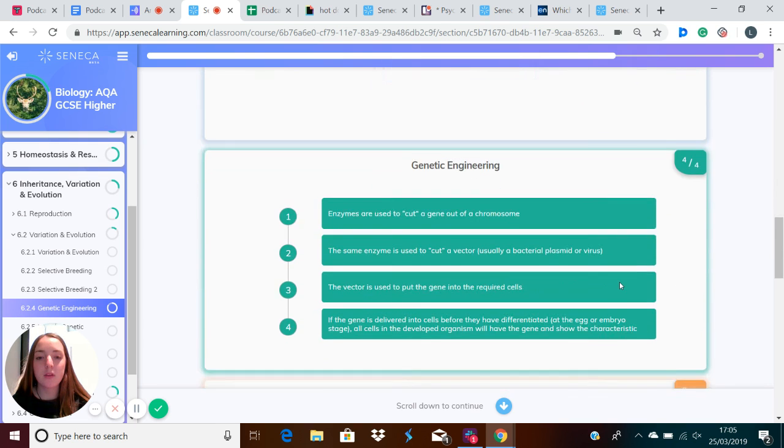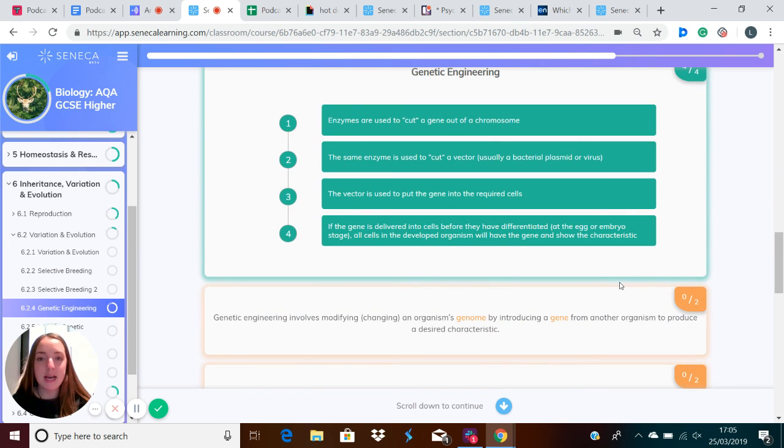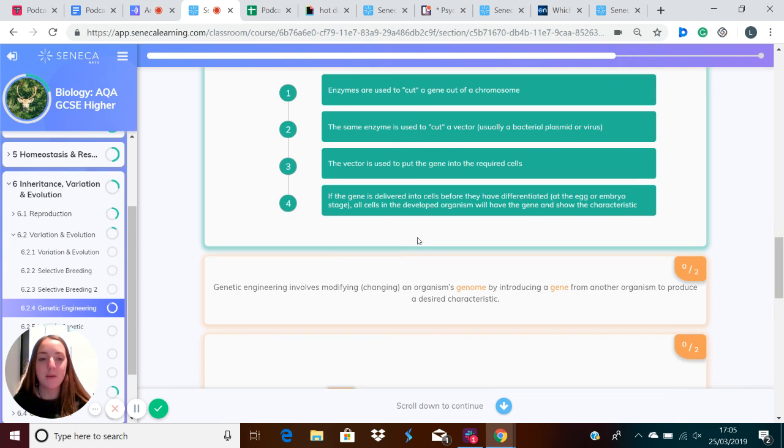I'll just give you a recap of those steps. So 1, enzymes cut out a gene from a chromosome. 2, the same enzyme is used to cut a vector. 3, the vector is used to put the gene into the required cells. 4, if the gene is delivered into cells before they have differentiated, all the cells in the developed organism will have the gene and will show that characteristic.